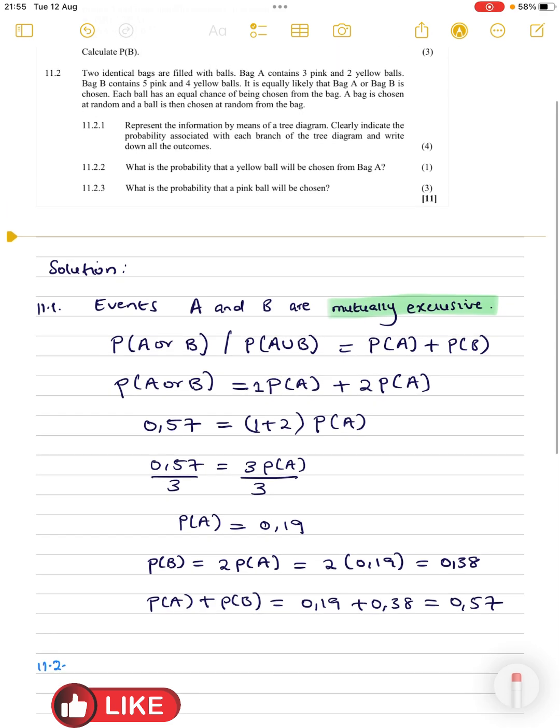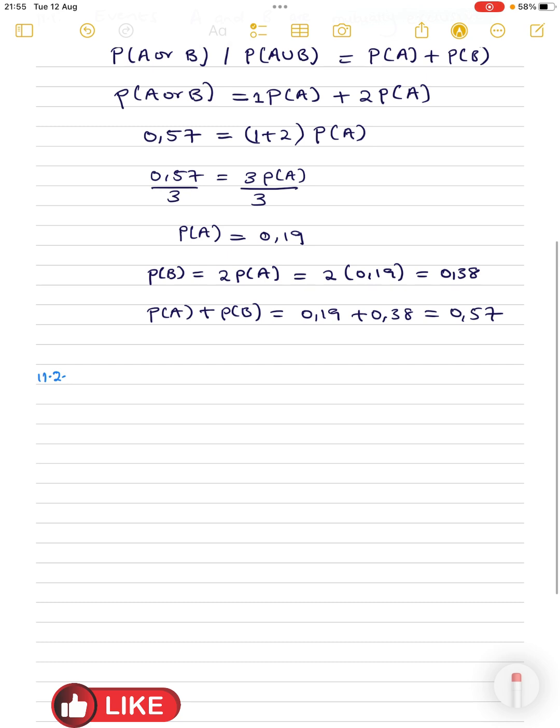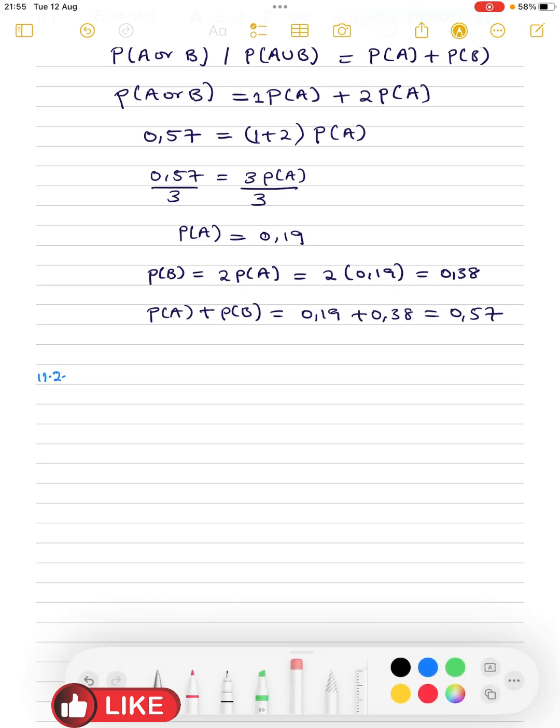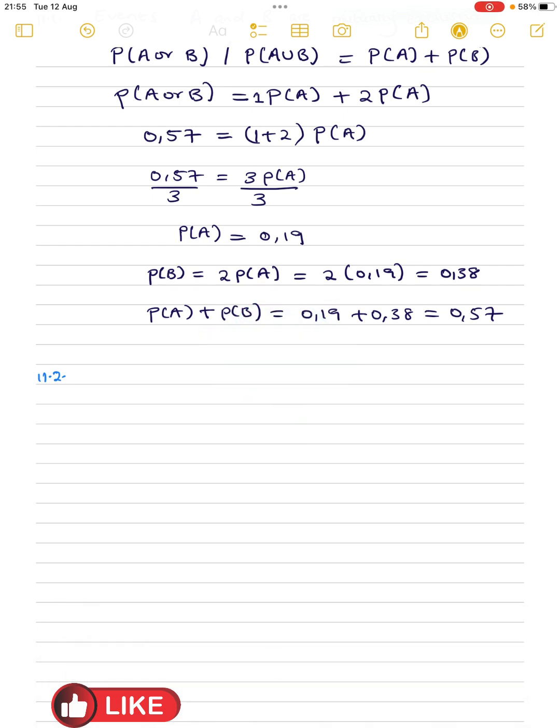So this is 11.2. I have two bags, bag A and bag B. Bag A consists of 5 balls: 3 are pink, 2 are yellow. Bag B consists of 9 balls: 5 are pink, 4 are yellow. So this is what I have from the information that I just collected now.